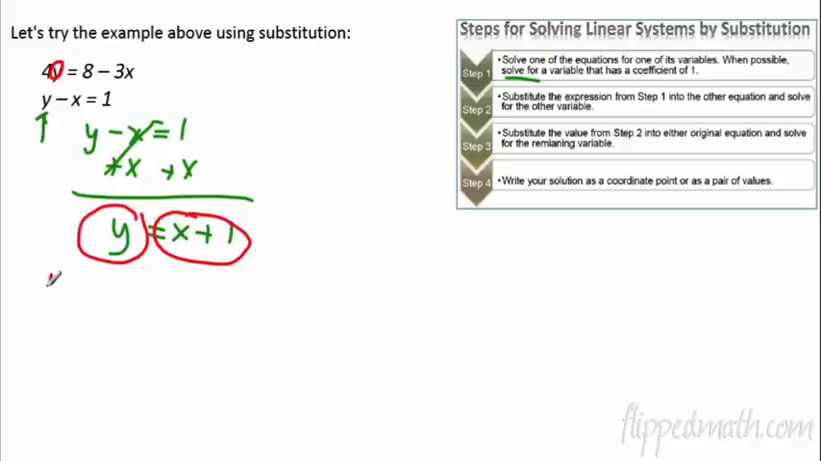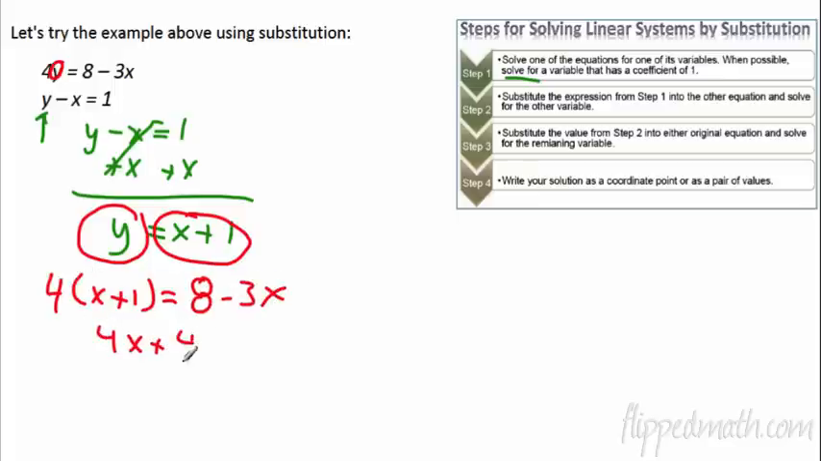So if I write that equation, I get 4 times y. Well, I'm not going to use y. I'm going to use x plus 1. Okay, that will equal, and then I write the rest of the equation right here, 8 minus 3x. Now it's just the distributive property: 4x plus 4 equals 8 minus 3x.